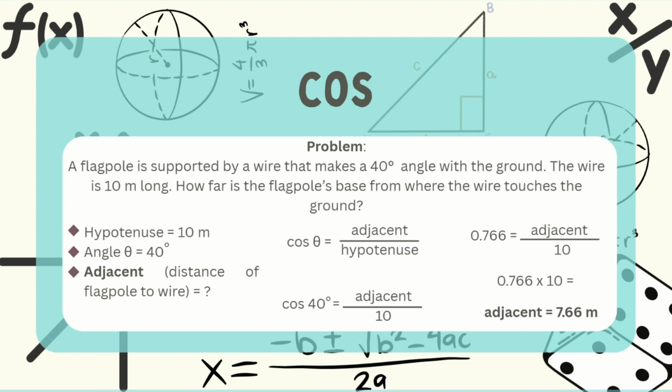Here we have to convert the angle to a decimal. Cosine of 40 degrees is equal to 0.766, and again we put the hypotenuse below the adjacent, and we multiply it with the cosine. So 0.766 times 10 equals 7.66 meters.